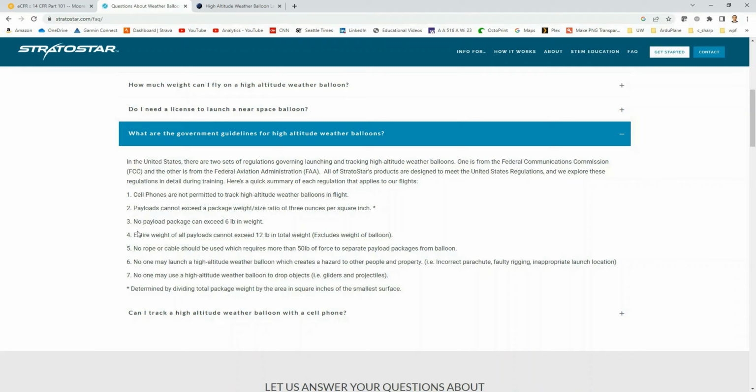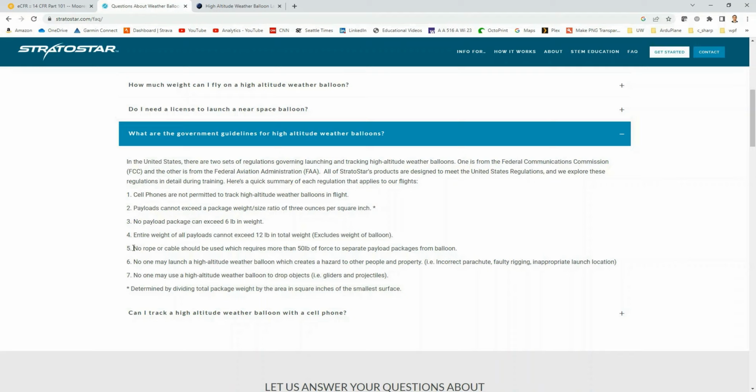Now, number 4 is interesting as it kind of relates to the previous rule. If you have a lot of payload, you're actually allowed to spread that out over multiple payload boxes, as long as each one of those individual payload boxes meets numbers 2 and 3. You can have multiple boxes, but number 4 says that as long as you have all of your payload boxes together, they can't be more than 12 pounds in weight, right?